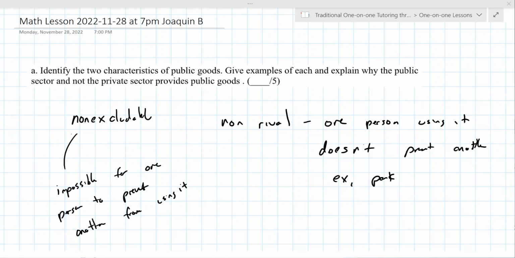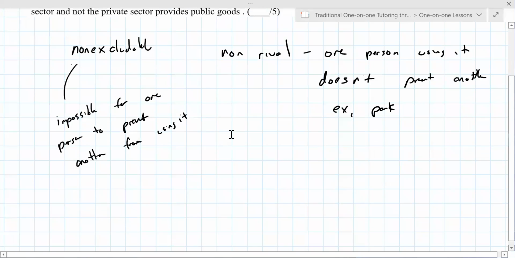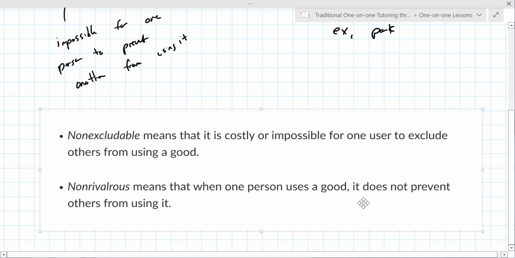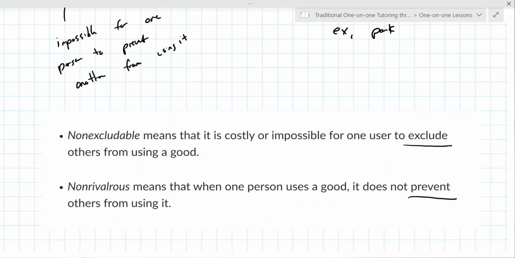Let me snip in the definitions, because I'm overlapping the words too much, but don't write these down word for word, because this is from a textbook. Non-rivalrous is about prevention, and the other one is about exclusion, which I feel is very close. Non-excludable means it is so costly to exclude someone from using it that you would never do that. And non-rivalrous means that basically everyone has access to it.